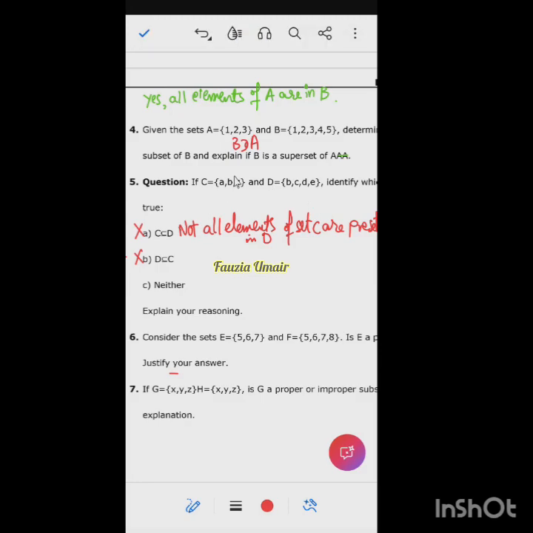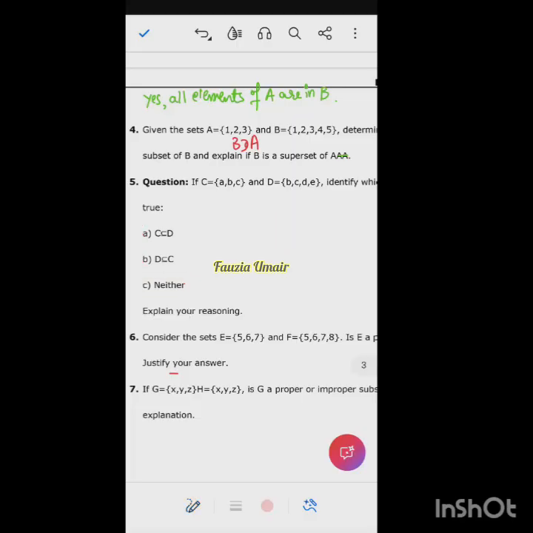That is not a possibility, sorry for that, because D is a bigger set and C is a smaller set. How can a bigger set be a subset of a smaller set? So then what is the answer? The answer is neither of them. And we have already explained the reasoning, right?